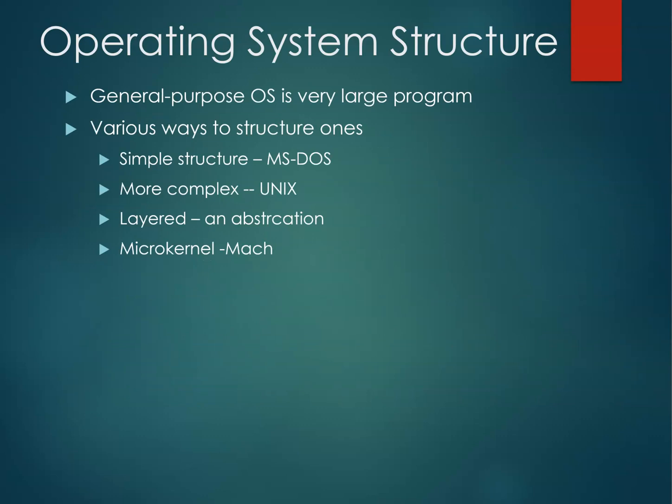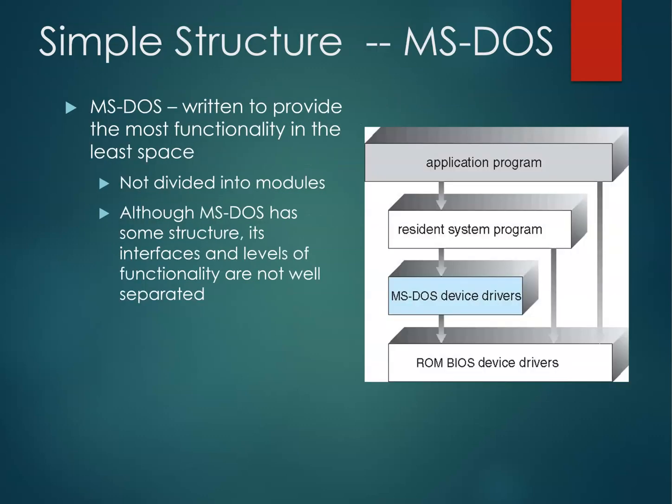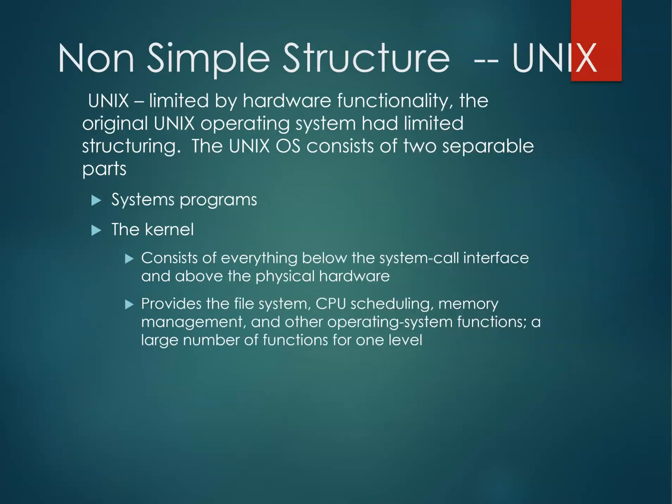A general-purpose OS is a very large program, and there are various ways to structure them. A very simple structure is MS-DOS. More complex is Unix. Then we can have layered, which is a set of abstractions, or a microkernel, an example of that would be the Mac operating system. So let's look at MS-DOS. It's written to provide the most functionality in the least space. It's not divided into modules. It has some structure, but its interfaces and levels of function are not well separated. It was a very early operating system.